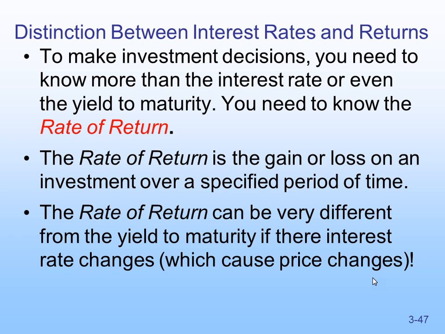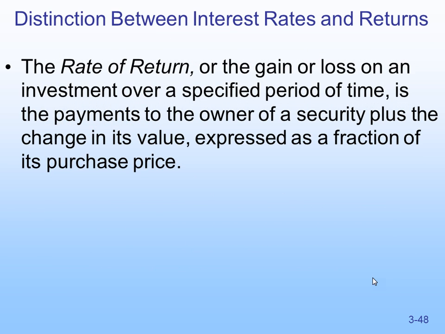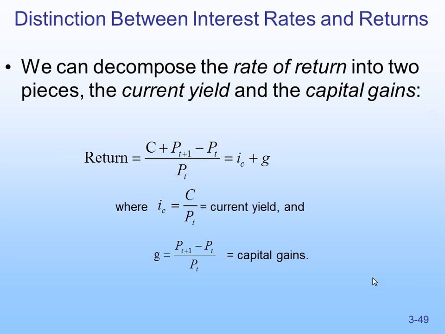So if there are interest rate changes while you're holding on to that bond or after you've bought it, then the rate of return can actually be very different from the yield to maturity because you get into capital gains and losses from the change in price. So let's look at that. The rate of return, or the gain or loss of an investment over a specific period of time, is the payments to the owner of a security, so it's what we already figured out, plus the change in its value, and it's expressed as a fraction of its purchase price.